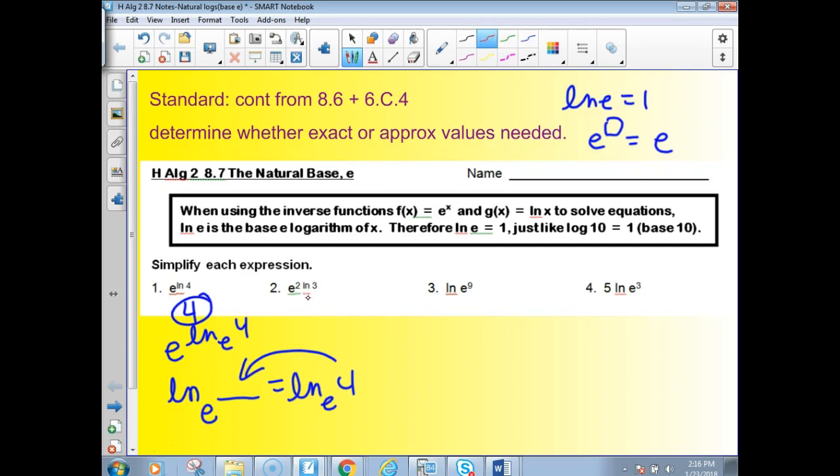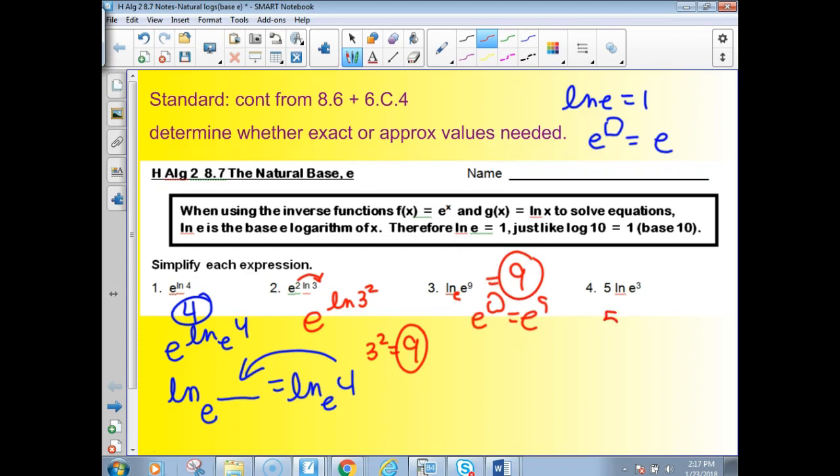Okay, so this one, we need to put the 2 back on the 3 as an exponent. So this would be e to the natural log of 3 squared. So the answer to this one is 3 squared, which is 9. Okay, this one, the base is e. So e to what power equals e to the 9th? Well, this one is also 9. The answer is the exponent.